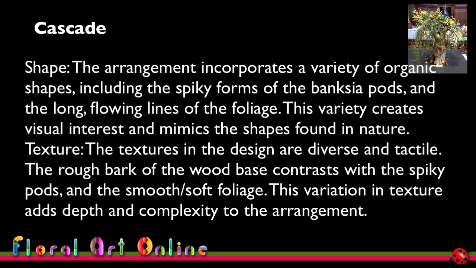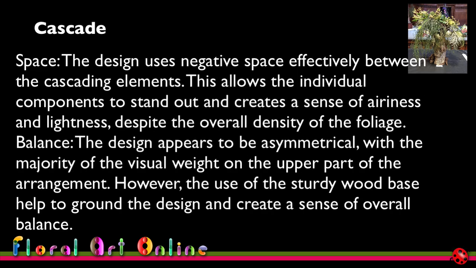If we look at space, the design uses negative space effectively between the cascading elements. This allows the individual components to stand out and creates a sense of airiness and lightness despite the overall density of the foliage. Now, one of the issues with doing this type of design is that it is so easy to make it too solid a mass because you're trying to get that line. So my thinking was that casuarina foliage, because it has that natural cascading effect, was going to give me a really good framework and I wouldn't play around with it too much.